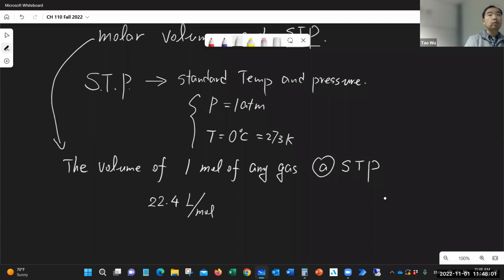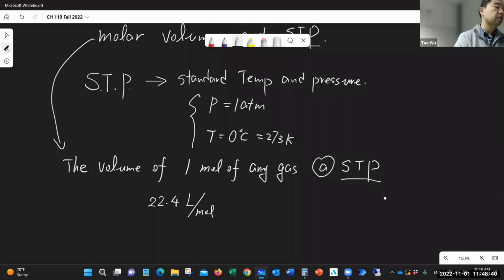22.4 liter per 1 mole of this gas. 1 mole of this gas is 22.4 liter. Then you can think about 2 moles of this gas. That's going to be 44.8 liter. It can be doubled. So this volume is really just related to the moles of gas. If you have more moles of gas, you're going to have more volume. As long as it's under the STP condition, the volume will be just like this.